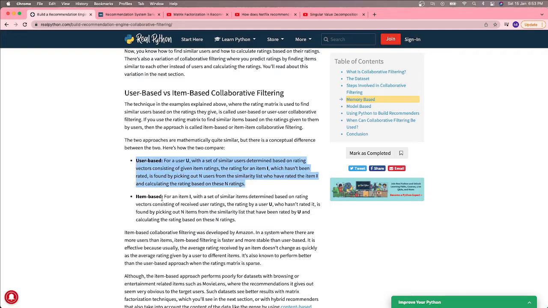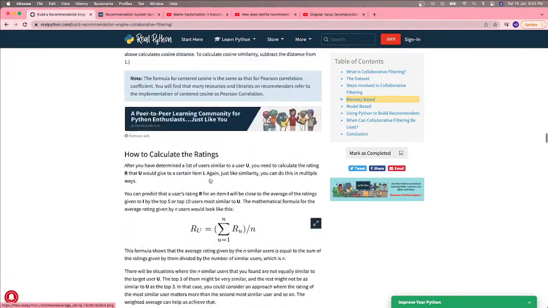Whereas in item based, first we select an item, let's select AirPods, then we'll find items similar to AirPods that I have purchased. Once I have those similar items, we will see the ratings I have given to them and see if I will like item I or not. So these are the two memory based models.